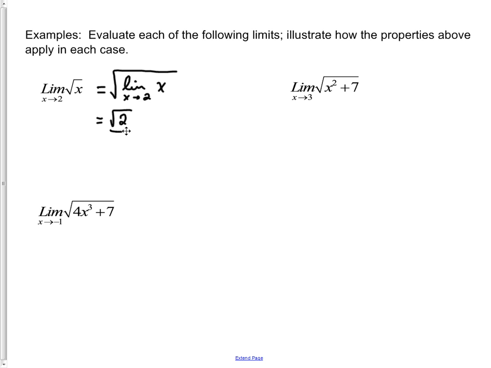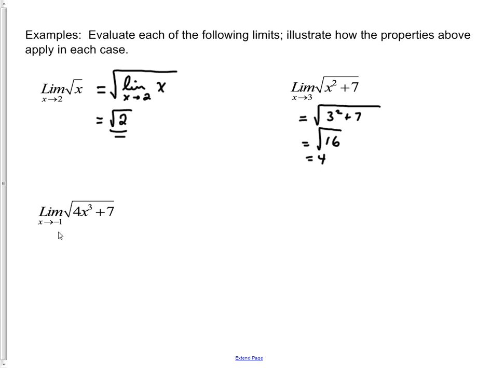And as long as we're over the set of real numbers, we might not be able to find this limit as x approaches negative 2, but over the set of real numbers, this limit is exactly equal to the square root of 2. How about our limit as x approaches 3 of the square root of x squared plus 7? Well, by our substitution rule, we're going to be taking the square root of 3 squared plus 7. We don't come to an undefined number here. We get the square root of 9 plus 7, which is the square root of 16. So our root is equal to 4. And so our limit as x approaches 3 of the square root of x squared plus 7 is 4.